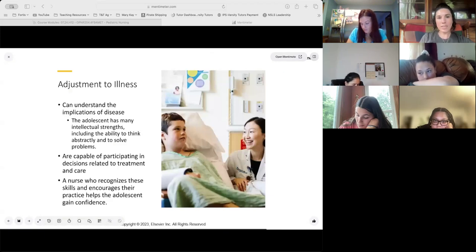Especially with our adolescents, we want to help them work through understanding the impact of their disease, those long-term consequences, problem solving, thinking about outcomes. We want to encourage them to make those decisions and practice their self-advocacy skills.